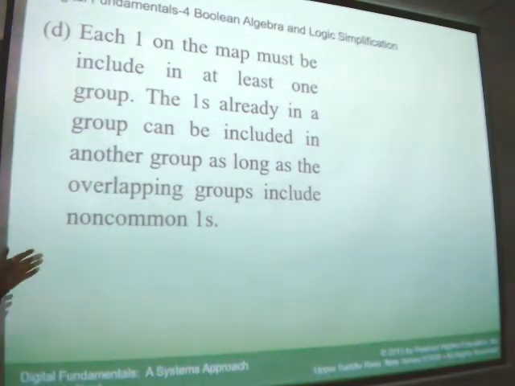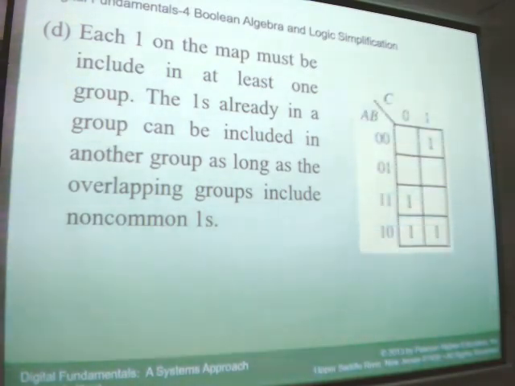Rule four, each one on the map must be in at least one group. So each one must be included in at least one group. The ones already in a group can be included in another group, as long as the overlapping groups include non-common ones.